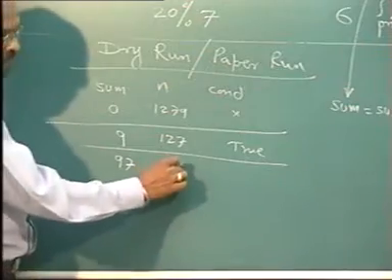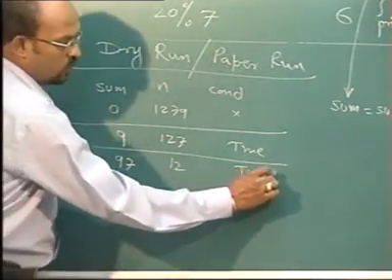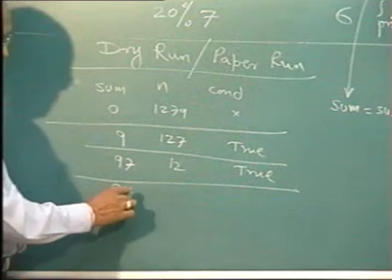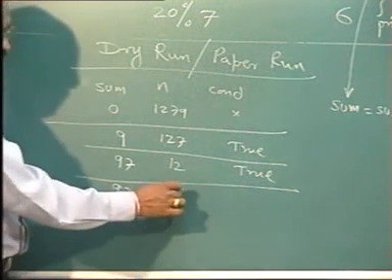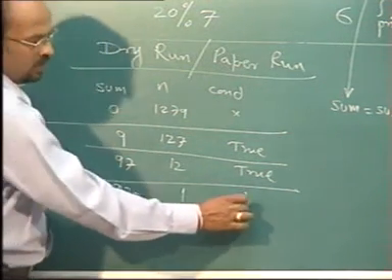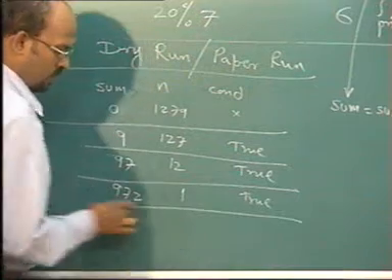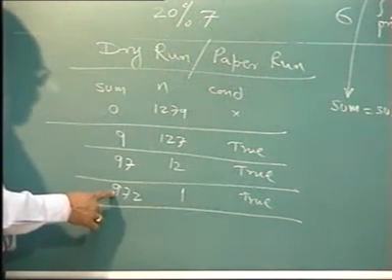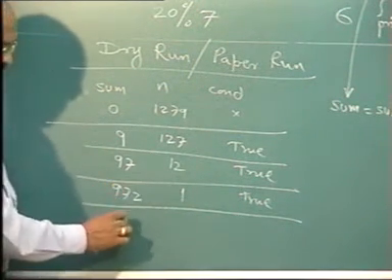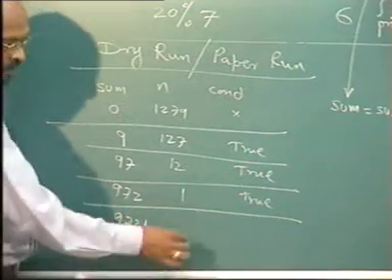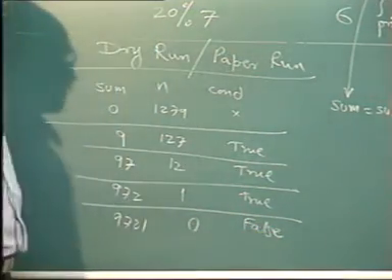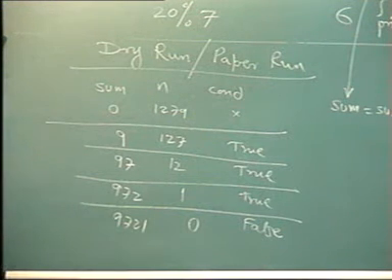This becomes 12. Condition is true. 970 plus 2, 972. 1. Condition is still true. 9720 plus 1, 9721. 0. False. So though I don't have the machine, we can execute it on paper.